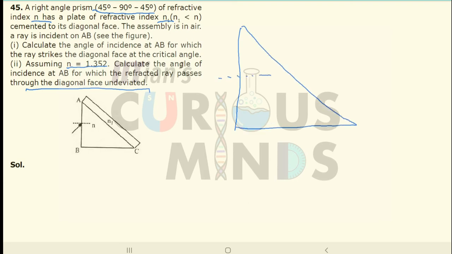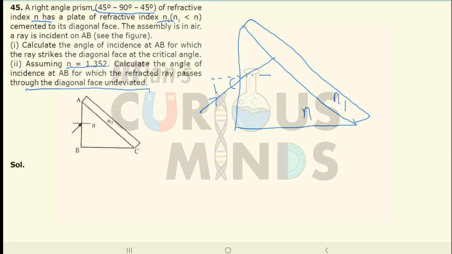This will be the first normal. The ray will pass somewhat like this, which is equal to angle of incidence i. After this, it will be refracted along this path. Let this have a refractive index n1, and let this have a refractive index n.